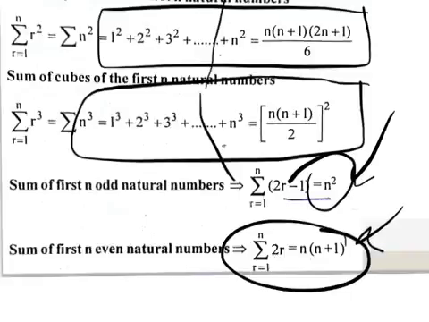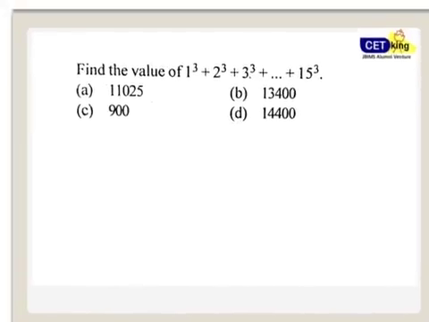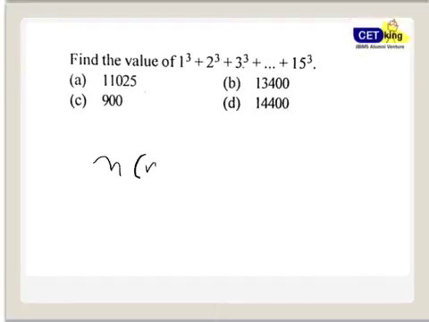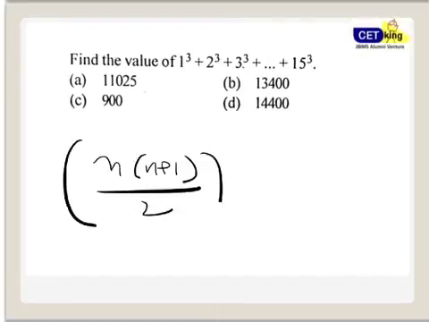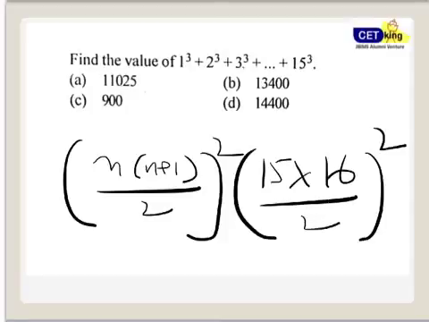Now let's look at the question we did just now. Let's have a simple question. Find the value of 1 cube, 2 cube, 3 cube up to 15 cube. All I have to do is put in the formula for the cubes. What was the formula? n into n plus 1 by 2. So 15 into 16 by 2 whole square. That's it. A simple question.